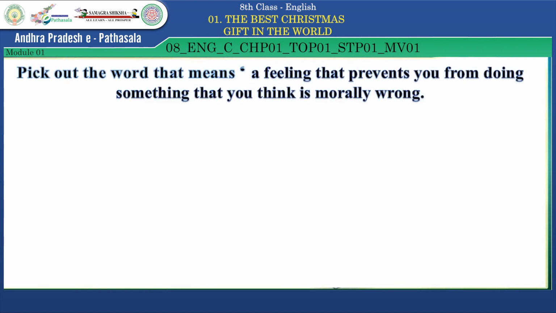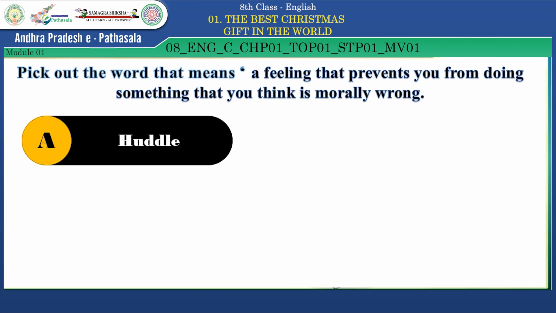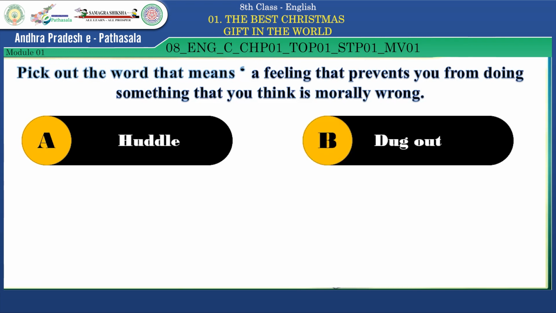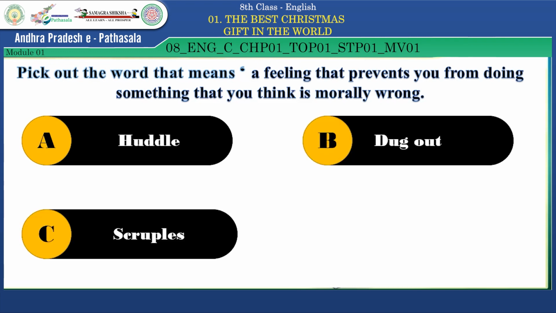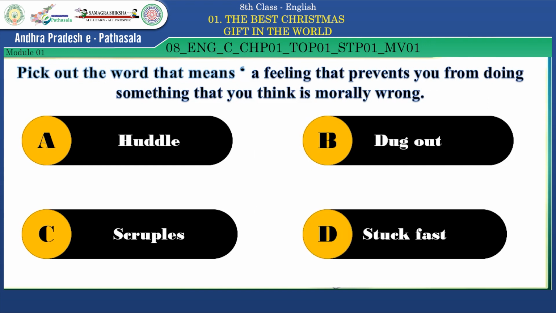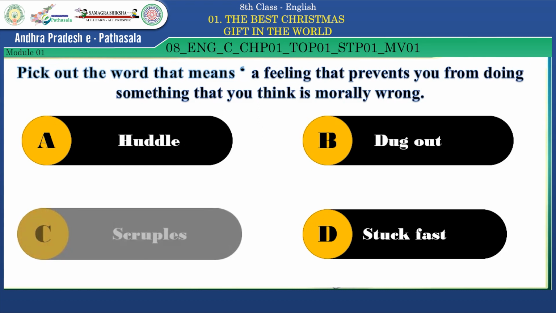Pick out the word that means a feeling that prevents you from doing something that you think is morally wrong. A. Huddle. B. Dugout. C. Scruples. D. Stuck fast. So what is the right answer? C. Scruples is the right answer.